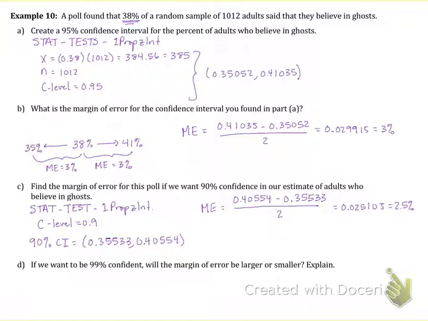So what's going to happen if we want to be more confident? So for part D, if we want to be 99% confident, will the margin of error be larger or smaller? Well, the more confident you want to be, the more error that you're going to have. So the margin of error will be larger.